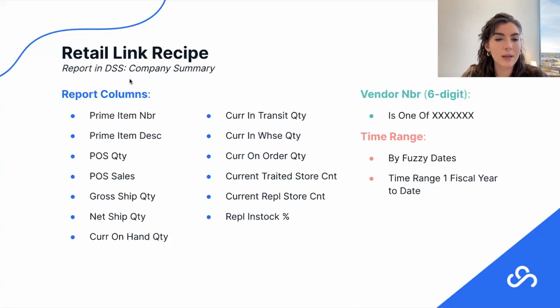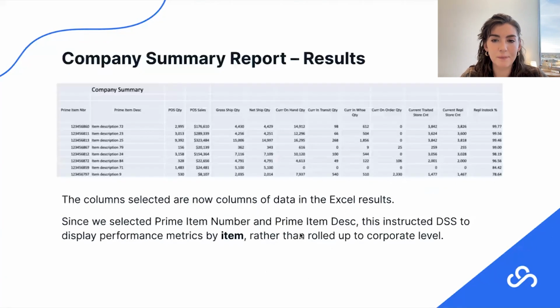You can see the report columns. You've got lots of different columns that you're pulling through. So it's giving you information on quantity, on sales, gross shipping, current on hand, which is very key to understanding what inventory is available or where you need to replenish, current in transit quantity, warehouse, on order, current traded store count and replenishment store, and then replenishment in stock metrics. So that percentage. So helpful stuff here. If there's any questions, I'm gonna move on.